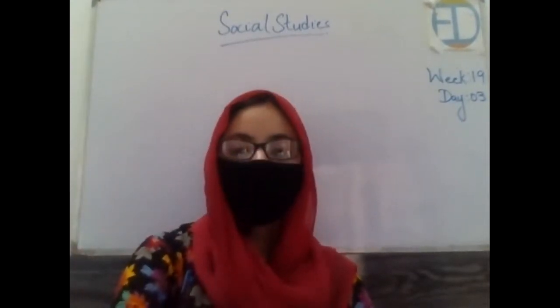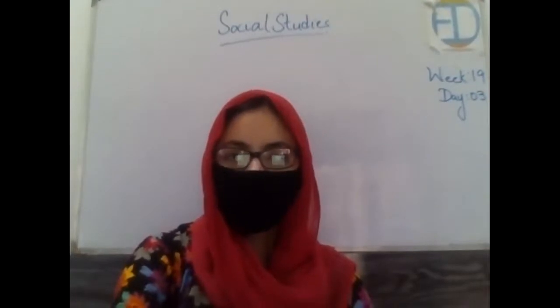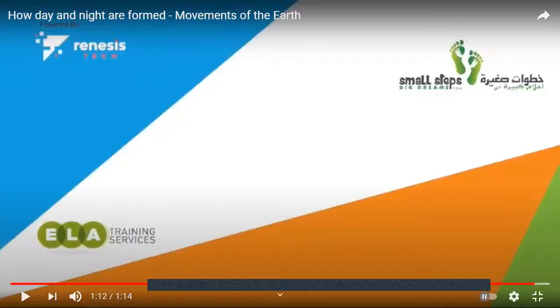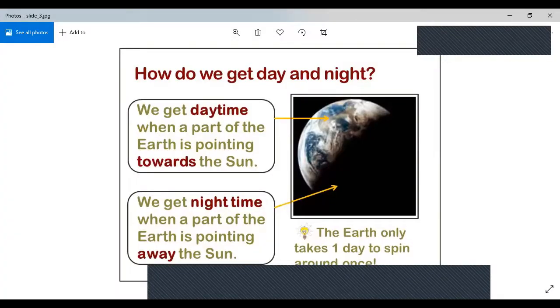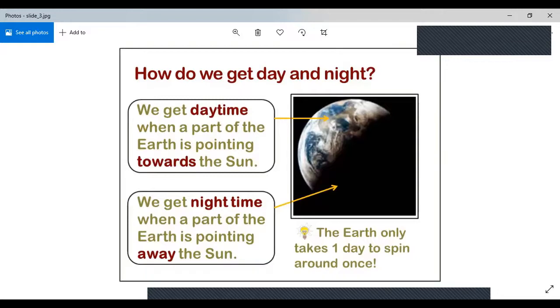Got it? Okay, now I'm going to share the screen with you and we will discuss some more about it. Look at this picture. It says that the earth only takes 1 day to spin around once, or in other words 24 hours, right? So now see, this is the part of the earth which has the light on it, which is in front of the sun. So we have daytime over here.